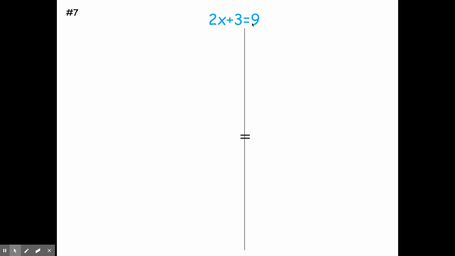Again, I'm not solving this. I don't care what x is equal to. All I want to do is model this equation using my algebra tiles. So I'm going to read this equation from left to right, just like I read a book. So I'm going to start here.